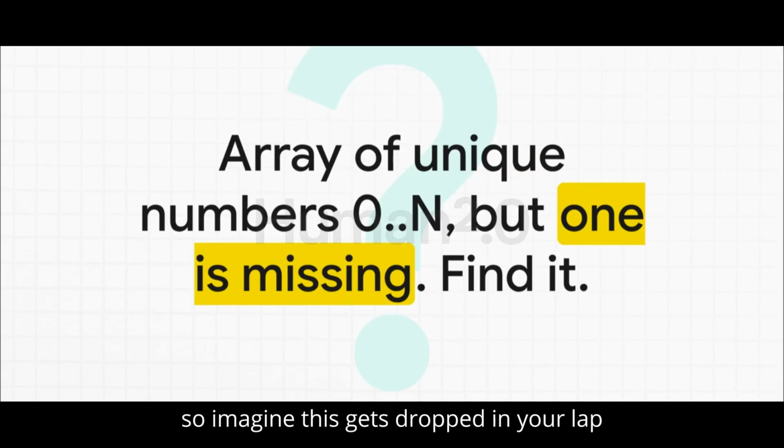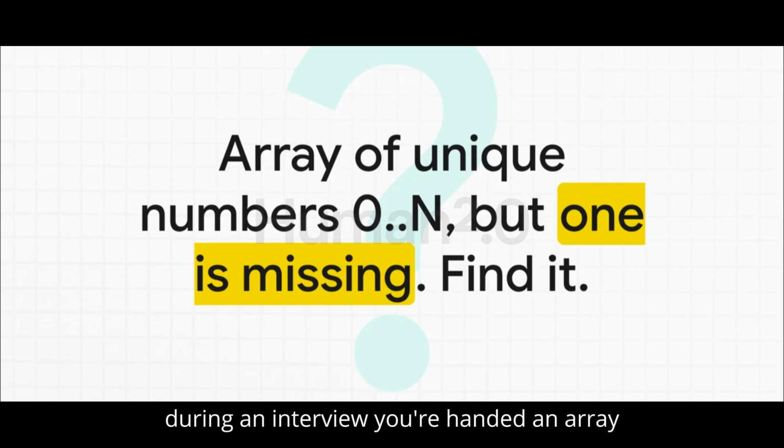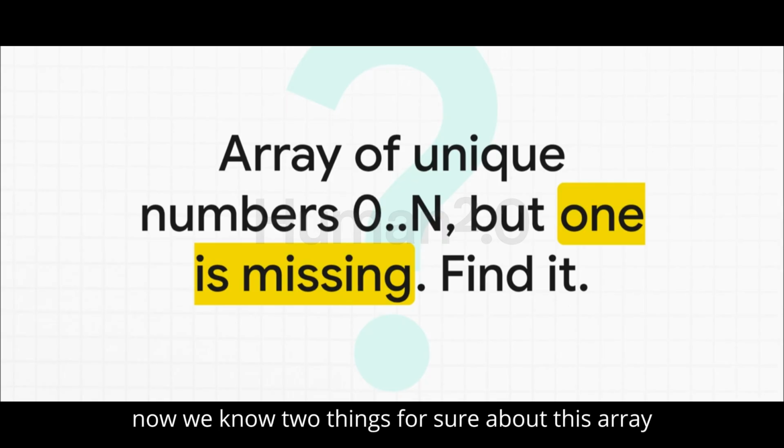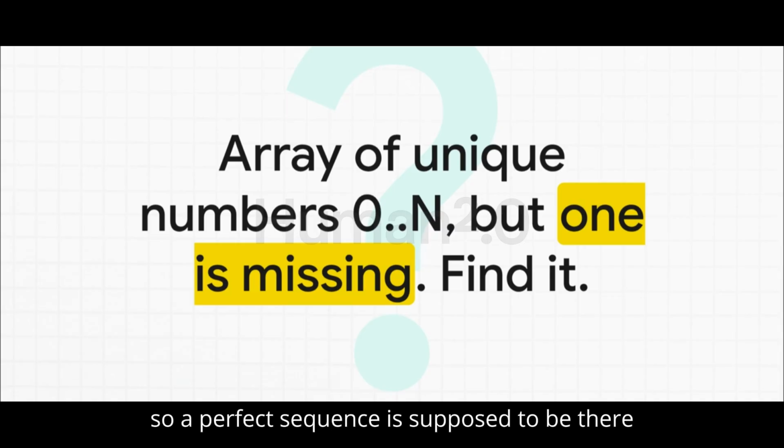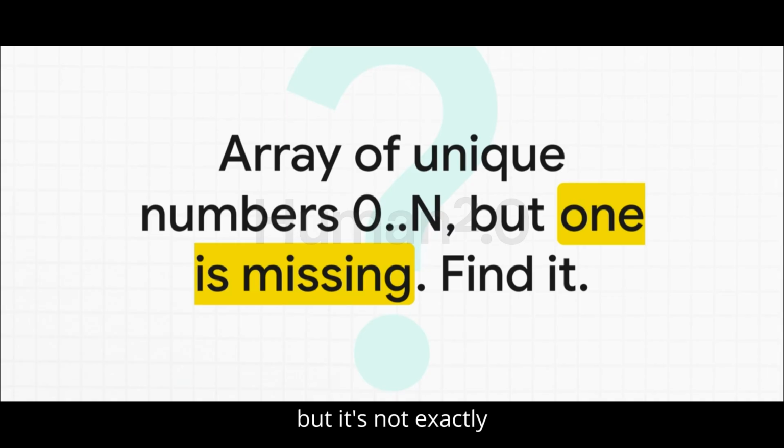So imagine this gets dropped in your lap during an interview. You're handed an array. Now, we know two things for sure about this array. It has n unique numbers in it, and every single one of those numbers was pulled from the complete set of 0, 1, 2, all the way up to n. So a perfect sequence is supposed to be there, but it's not. Exactly one number is gone. Your job? Find that missing number.